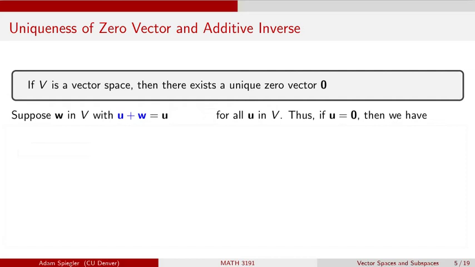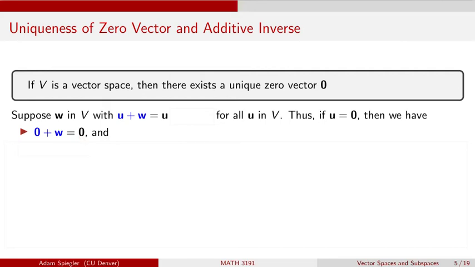So let's see what happens under this assumption if, for example, we let u equal the zero vector. Well, then we have 0 plus w, and if w is the zero vector, then u plus w should equal u no matter what. So here u is equal to 0, so u plus w should equal u, which is the zero vector in this case. Great.